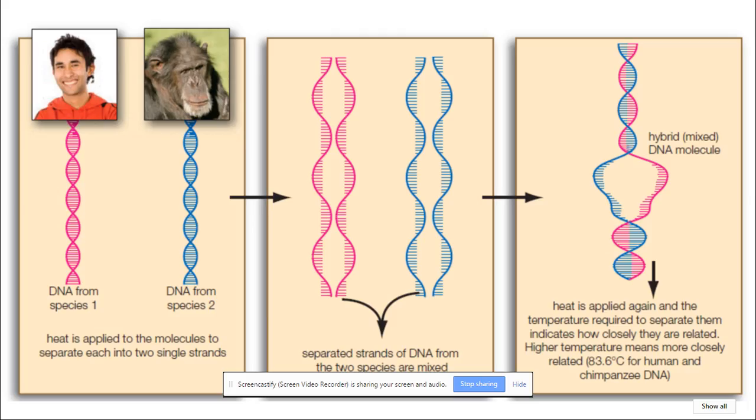So here we have a diagram of how we can isolate DNA from a human and a chimpanzee. We apply heat to form single strands. We mix these two single strands together, and then we heat it again to see how closely related they are. And we can see here that where they aren't bound means that they're not complementary base pairs, which means here is where these organisms have evolved and changed.